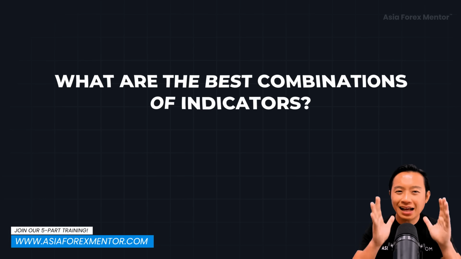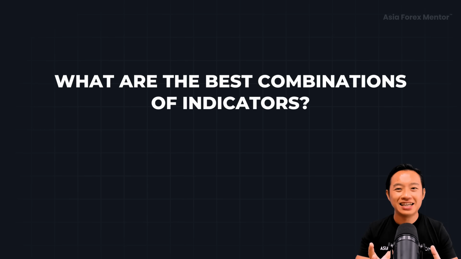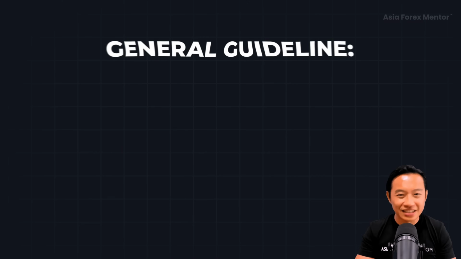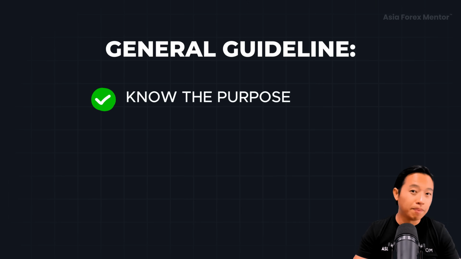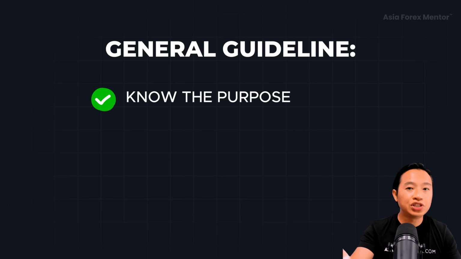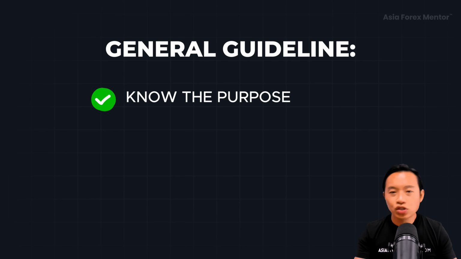Now, what are the best combinations of all these indicators? How should you go about combining them? Here's the general guideline. Number 1, it is important to understand the purpose of the indicators. What exactly are you aiming to accomplish with them? Are you seeking to identify the trend, then you use them as entry triggers? Or are you looking to pinpoint areas of value? You have to clarify the purpose.